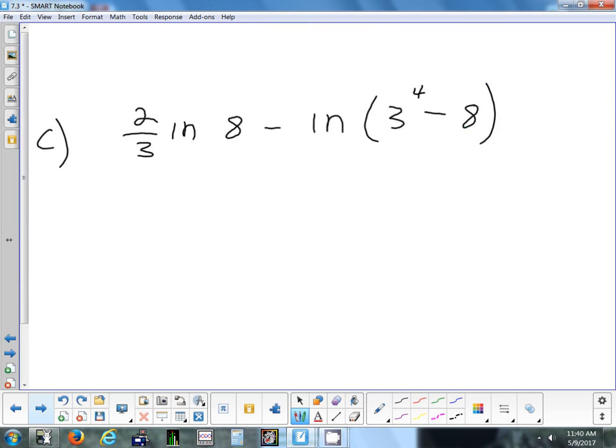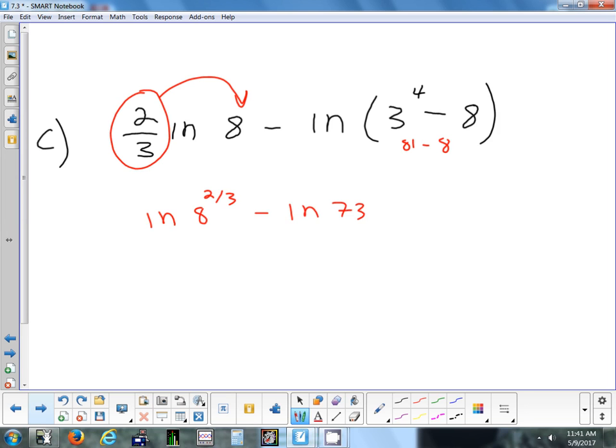Okay, first thing I would do is put that 2/3 back as an exponent. So ln of 8 to the 2/3. Now, we just did this earlier. What's 3 to the 4th? That'd be 3 cubed. Yeah, okay. 81. So we might as well just do this out. It's 81 minus 8. Okay. How much is that? 73. So ln of 73.